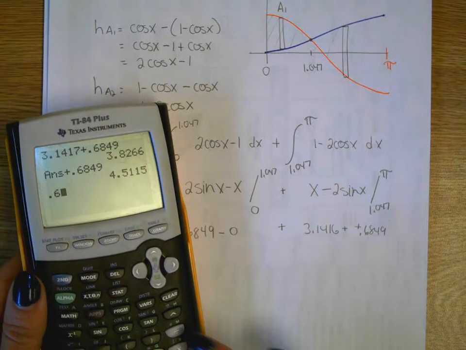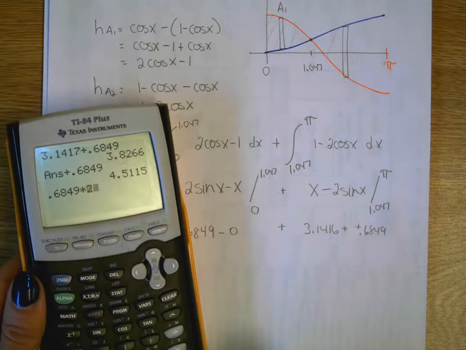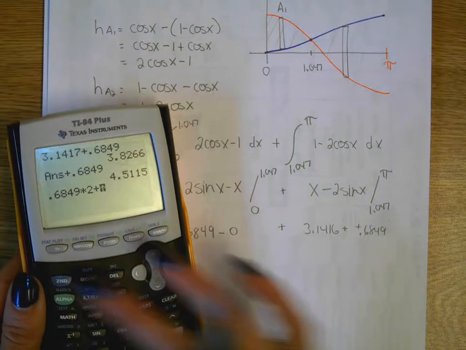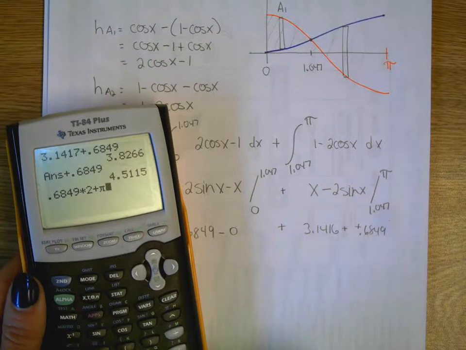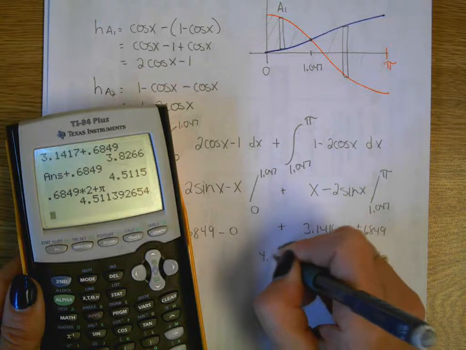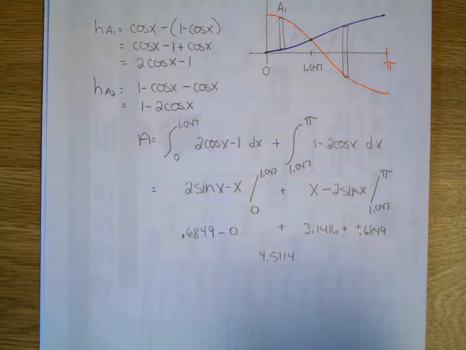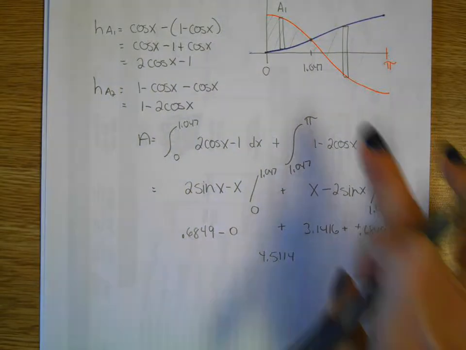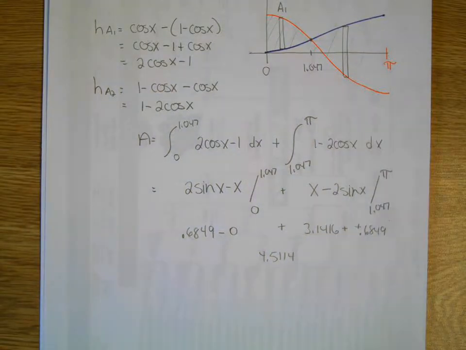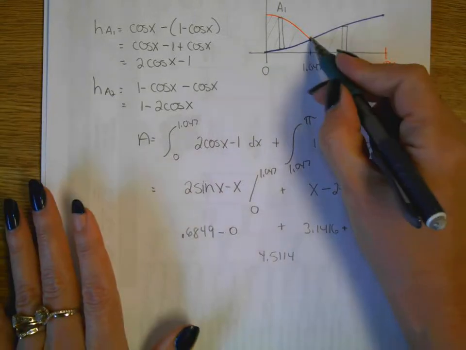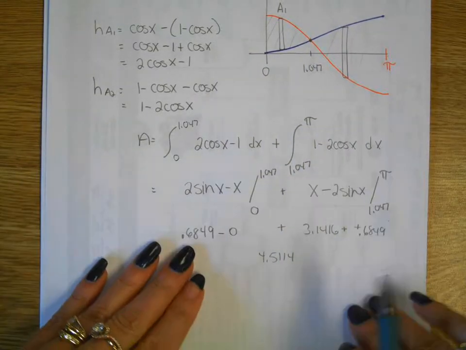So now let's just add all of that together. So I got 0.6849, I got 2 of those, plus the pi that I had there in the middle, 4.5114. So, a little different in that we had to do it in parts. And same thing on this next example, except it's not quite as obvious where they actually cross and switch over.